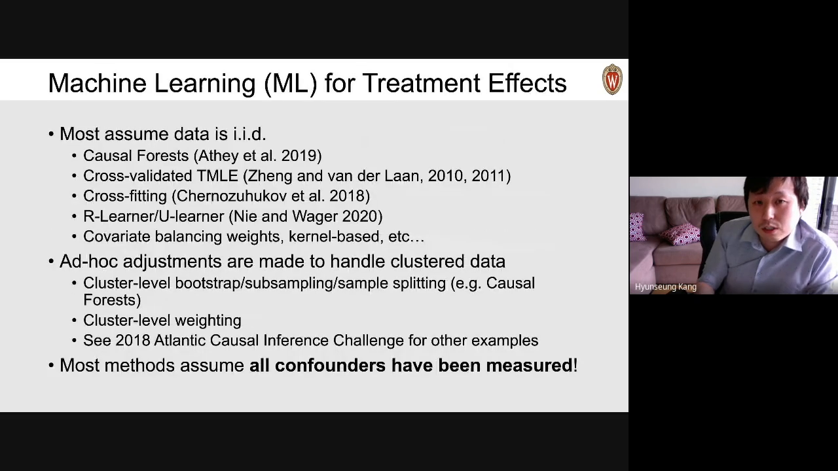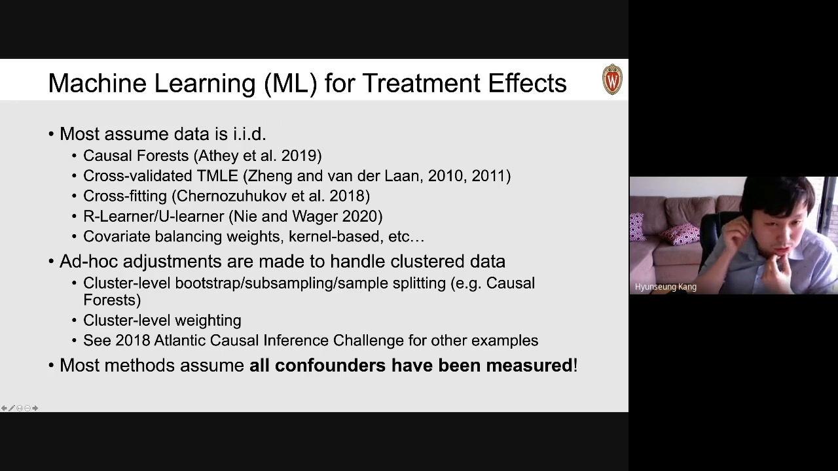So before I talk about that, just to give you an overview of machine learning for treatment effects, I listed only the modern ones here, but the most modern ones assume the data that you use to train the machine learning effect estimators for the treatment effect is i.i.d. So perhaps the most well known is the causal forest. This assumes that the data is i.i.d. Cross-validated TMLE, originally introduced and even subsequently, still assumes that data is i.i.d.